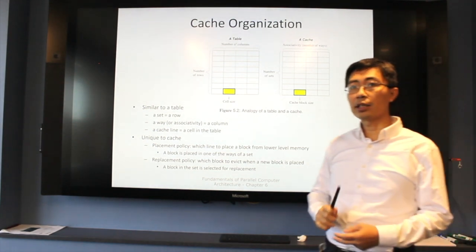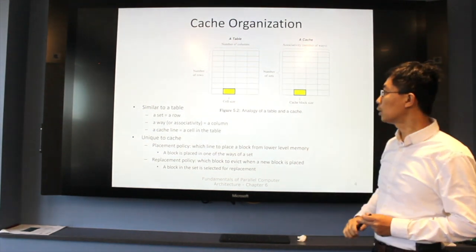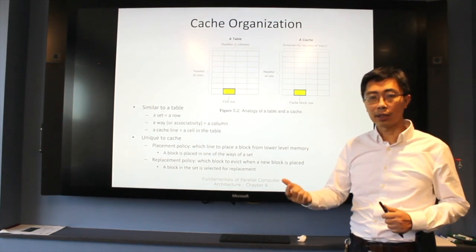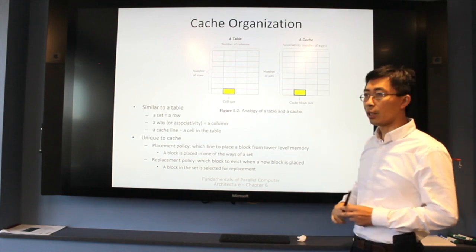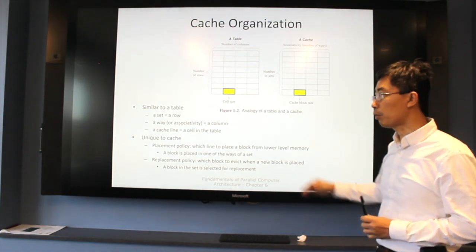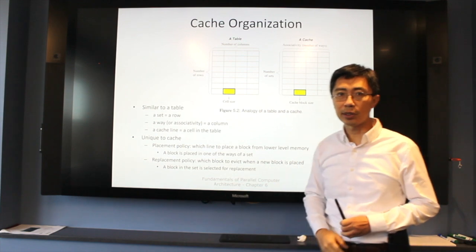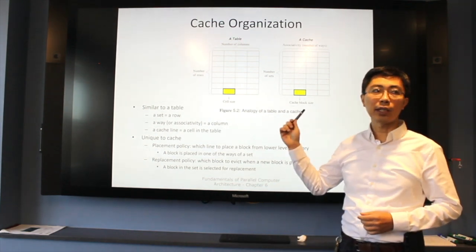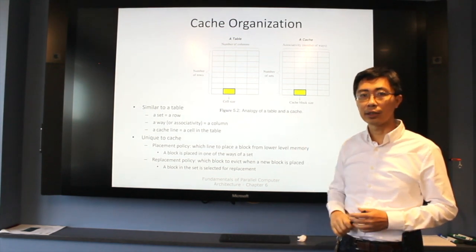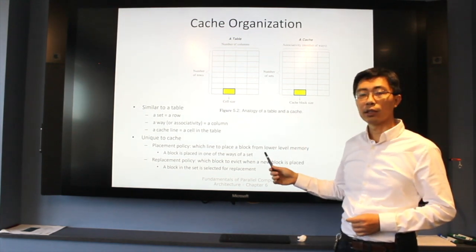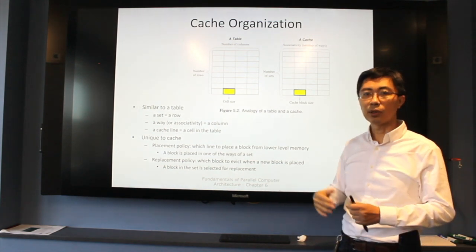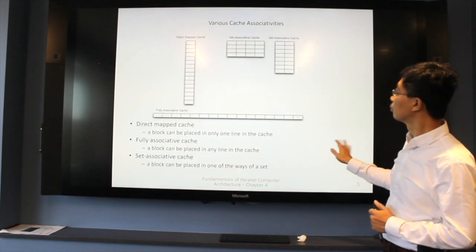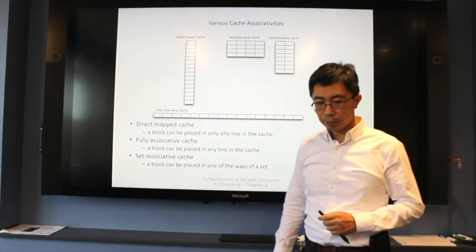However, there are some differences. The first is that a table doesn't specify where you want to put data, but in a cache, you have to have a placement policy and a replacement policy. So when you bring in data from memory, you have to decide where you can put the block in the cache. Second, if you run out of space, you also have to define which block you should evict from the cache.